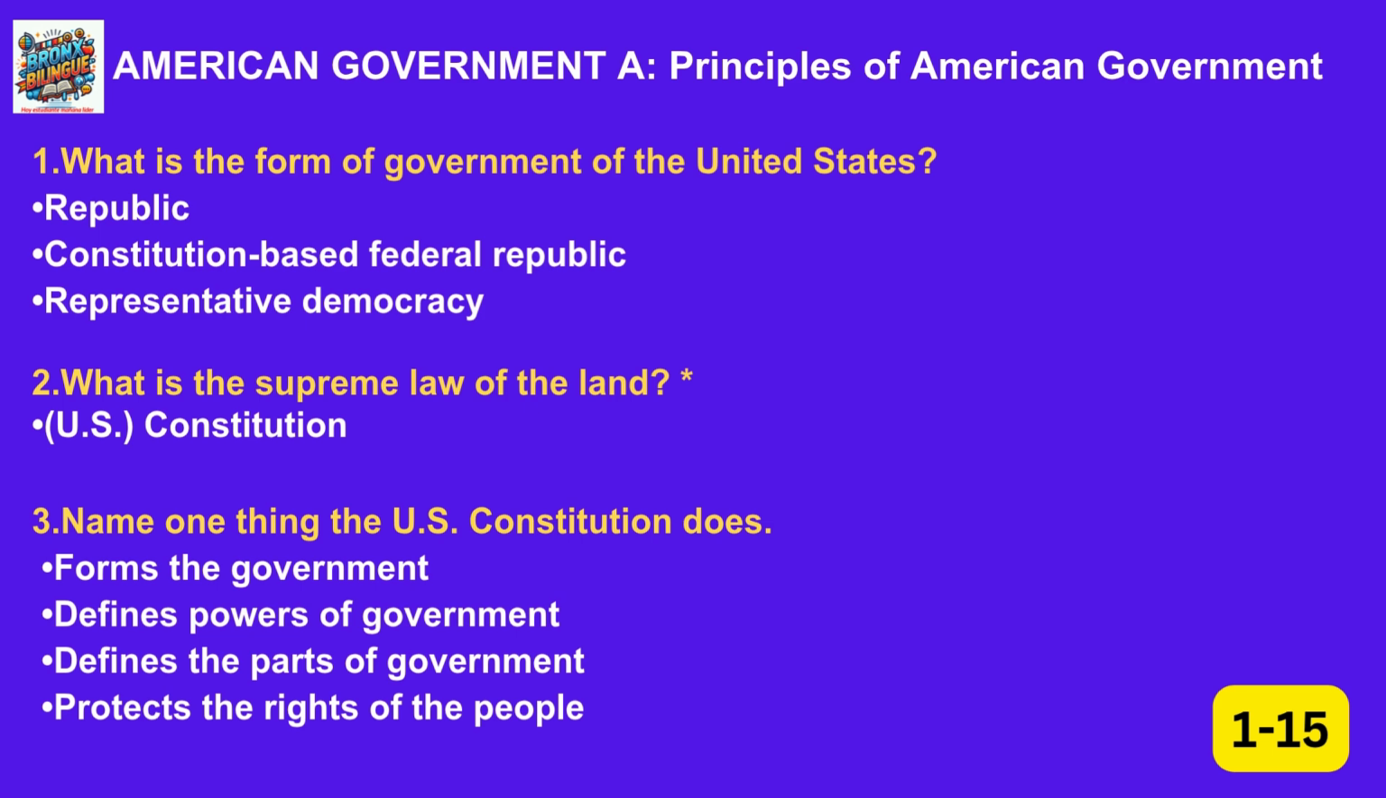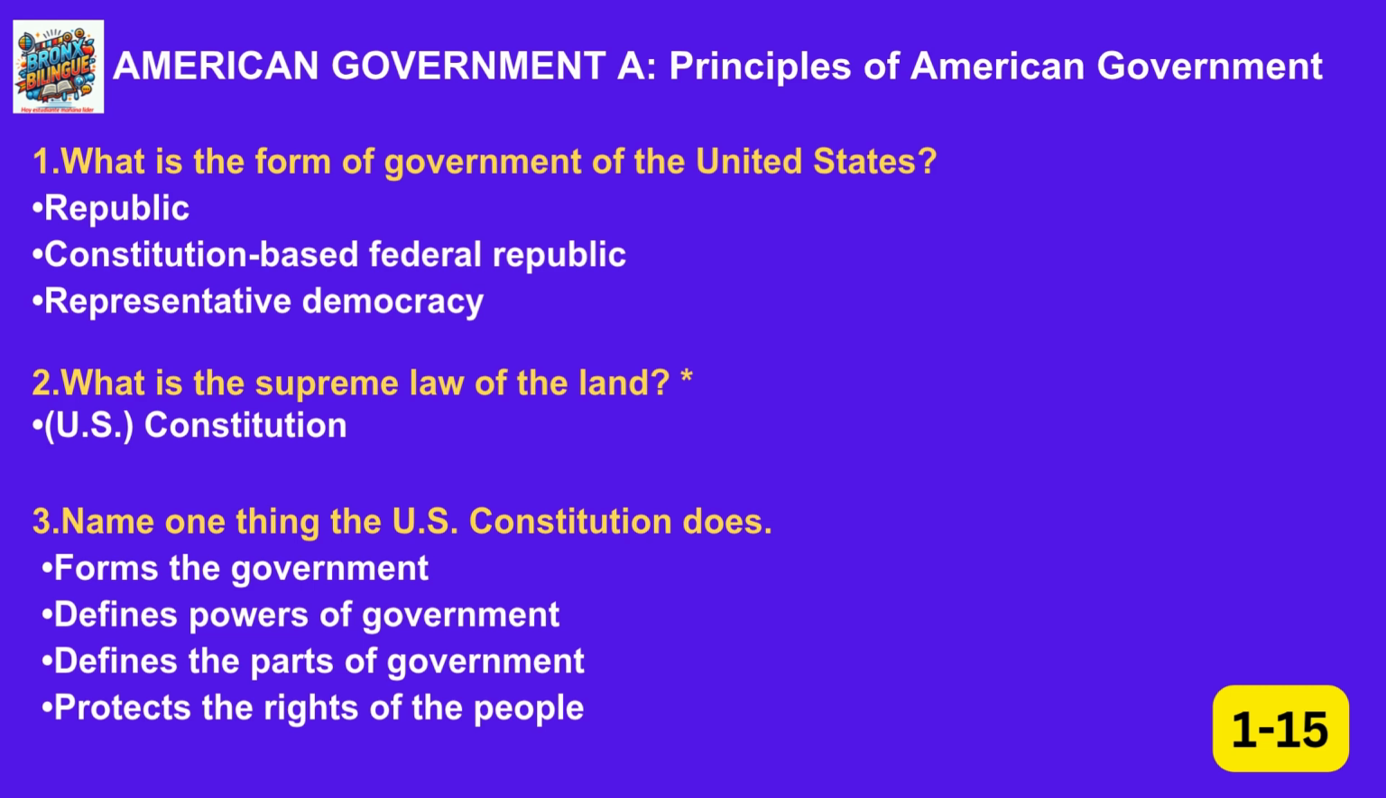American government. A. Principles of American government. 1. What is the form of government of the United States? Republic. Constitution-based federal republic. Representative democracy. 2. What is the supreme law of the land?